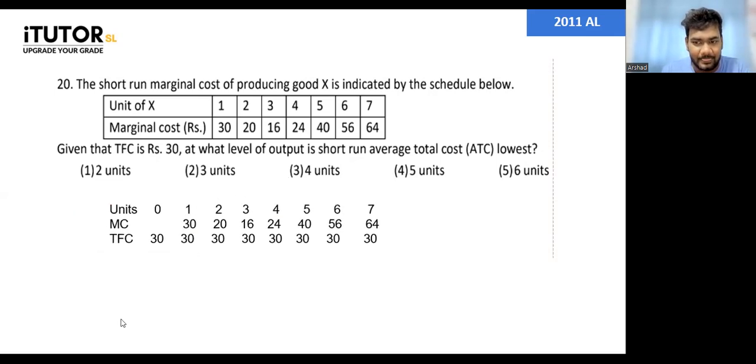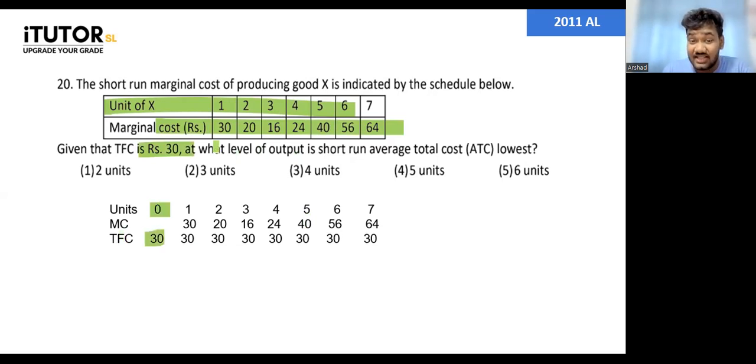The only thing that I did is, from this question, I used the information they gave me. What information did they give me? They gave me this table, and they said the total fixed cost is 30. So what did I do? I just adjusted the table a little. I added 0 units, and also I added the total fixed cost.